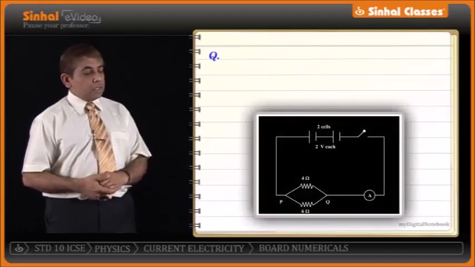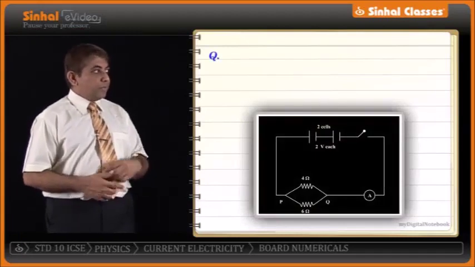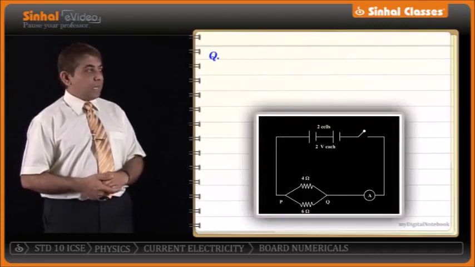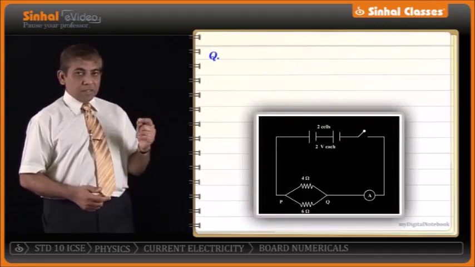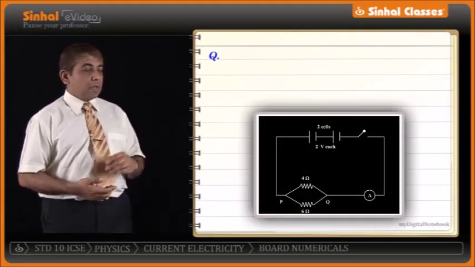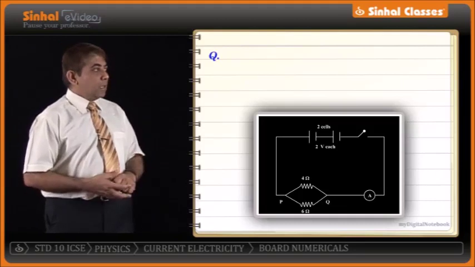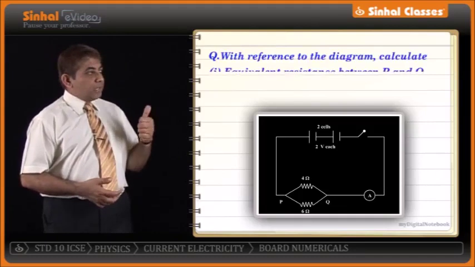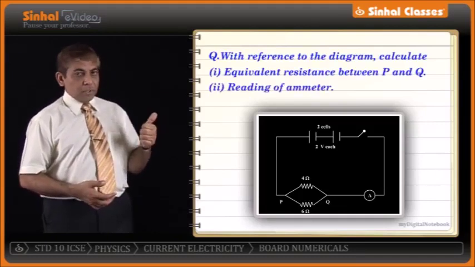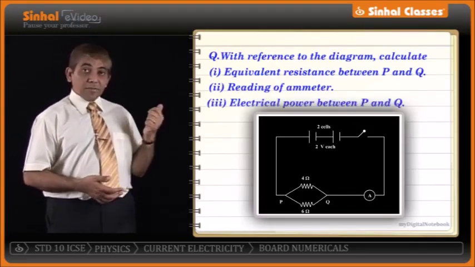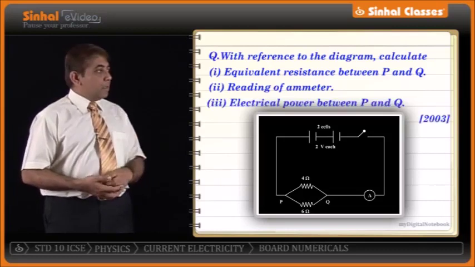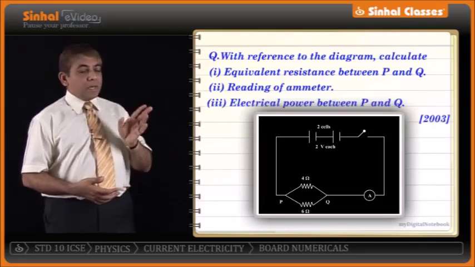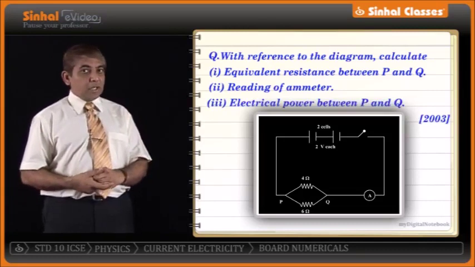Talking about 2003, we had this network that was given wherein you have two resistors that are connected in parallel, which is connected to an ammeter, a switch and a battery as shown in the circuit diagram. You're asked to find out three parts: the equivalent resistance between points P and Q, the reading in the ammeter, and the electrical power that is generated between P and Q.